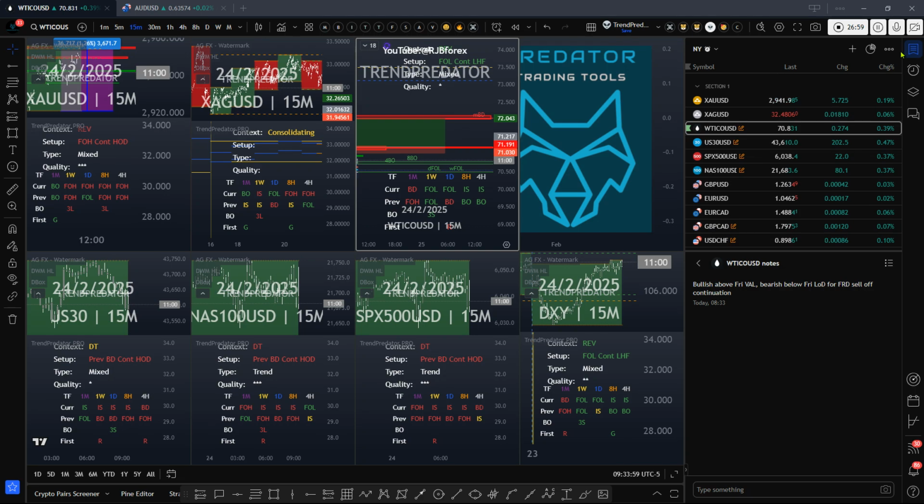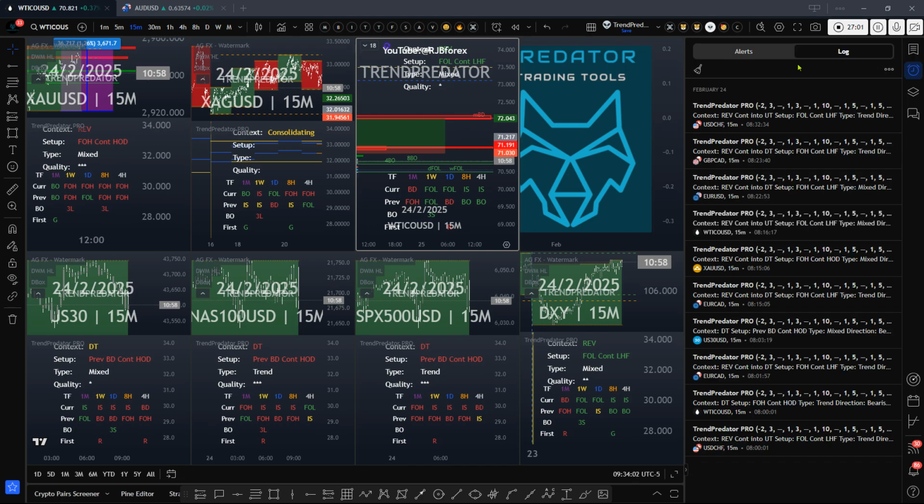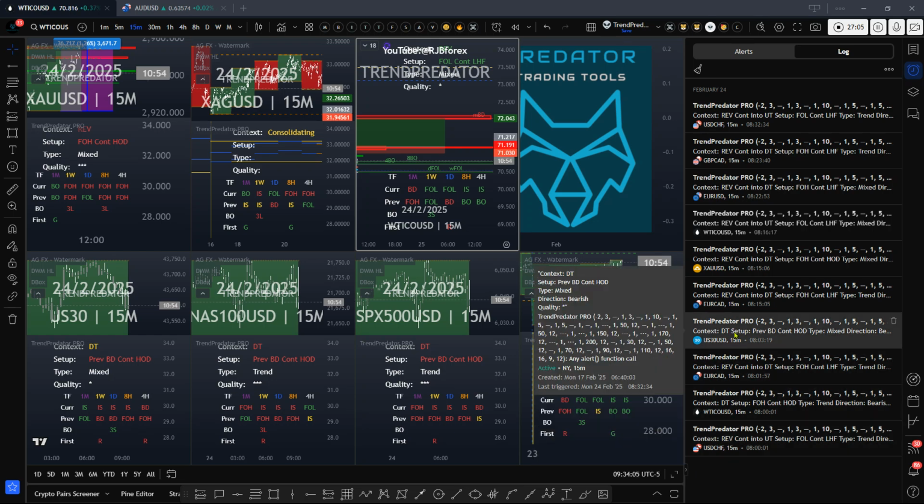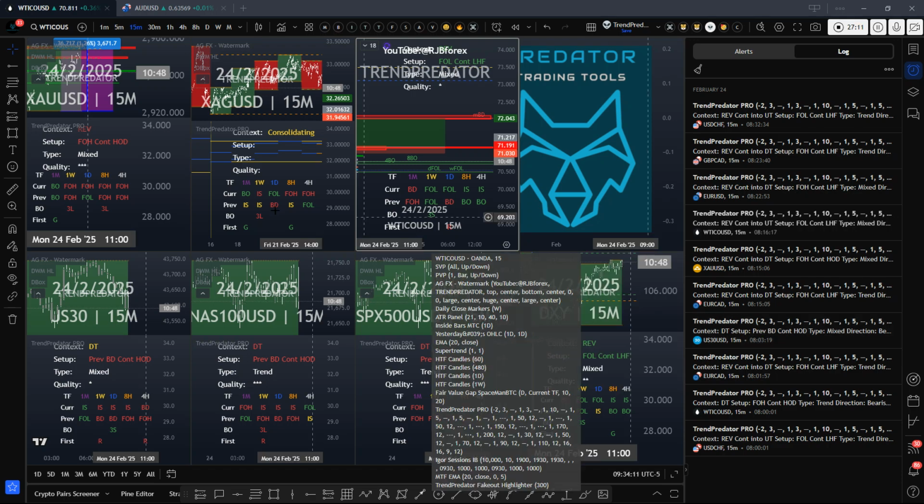Now we just go back to our log and we look at the ones that we want to be looking at first. So the index is oil, gold, silver. So let's look at the US 30. What's happening on the US 30?